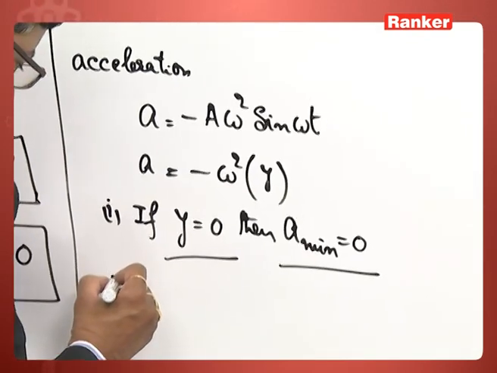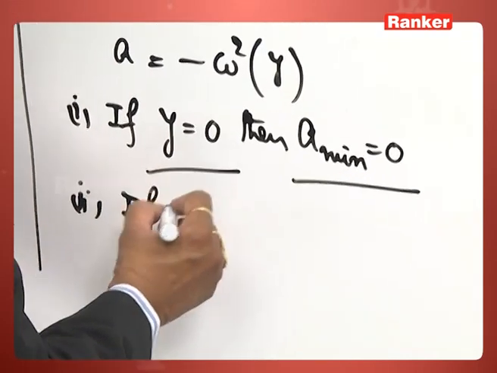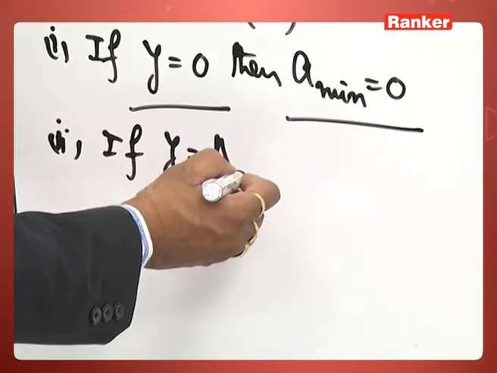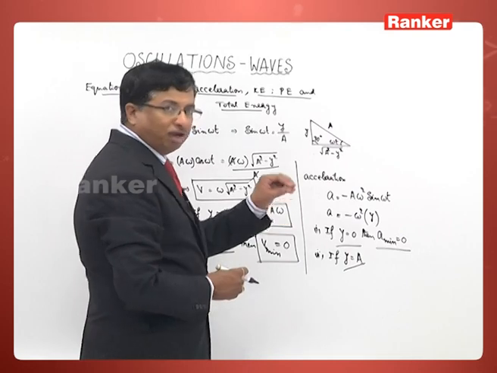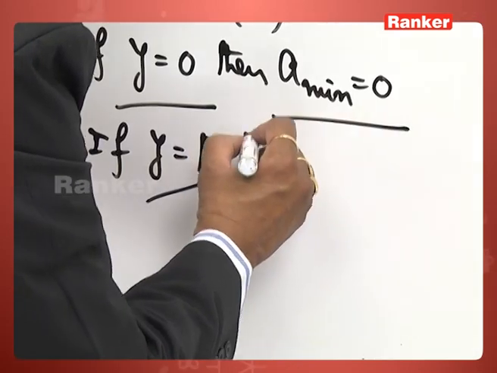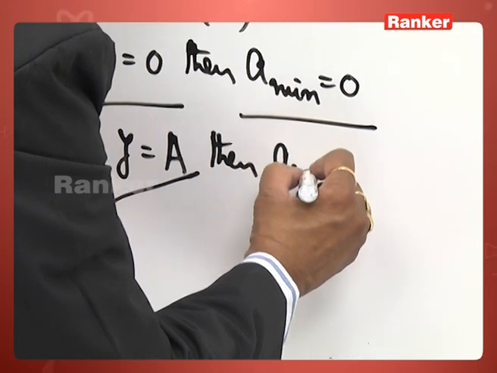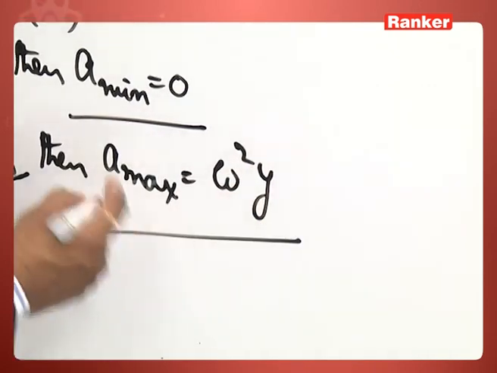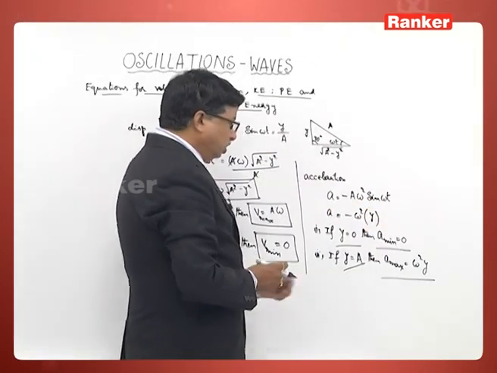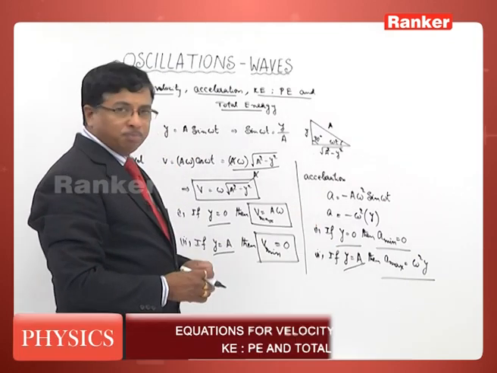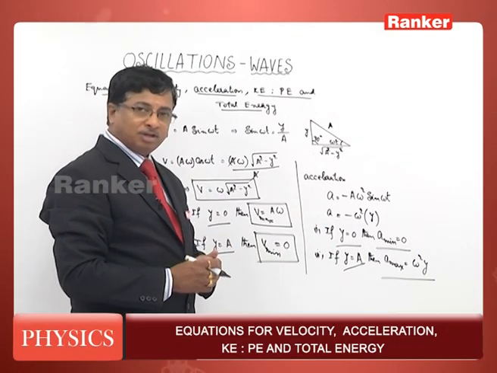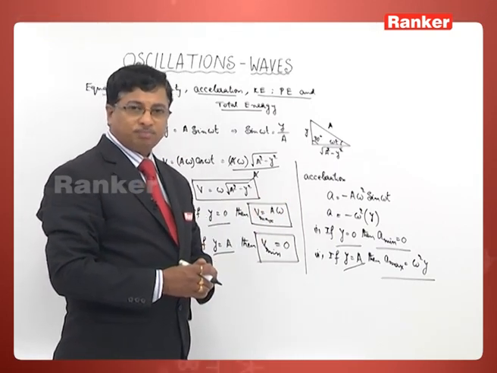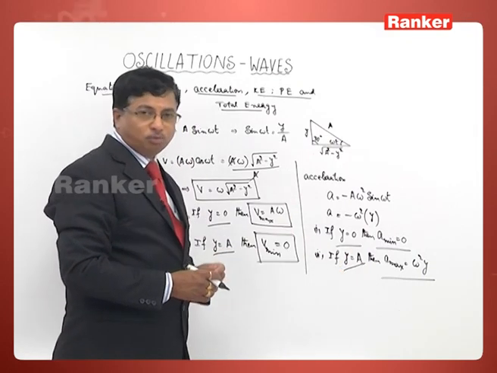Similarly, when I consider the second condition, that if y is equal to A, that is displacement is equal to amplitude or displacement when it is maximum, then you can straight away understand that acceleration will be maximum and its value will be omega square y only when I consider the magnitude of it. So, acceleration will be maximum at extreme position. Velocity will be maximum while crossing the mean position of rest. So, these 2 points we have to look into.